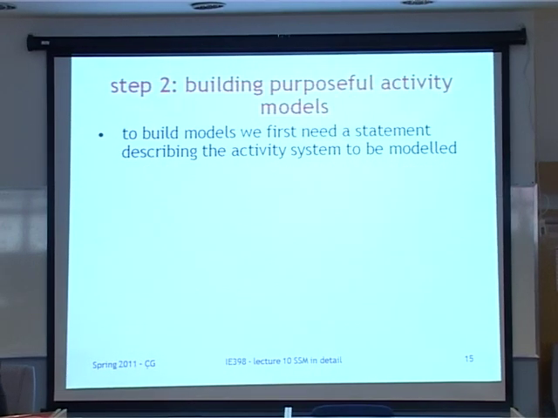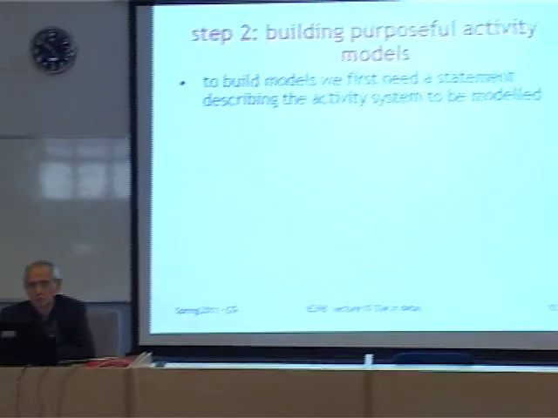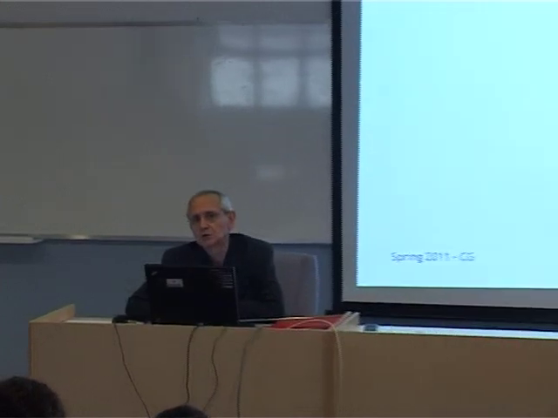To build models, we first need a statement describing the activity system to be modeled. Now, in step number 2, we are going to build purposeful activity models. So there must be an activity that is going to be modeled. What is this activity? How do we identify the activity? So we need a definition, first of all. We need a statement describing the activity system to be modeled. This definition is called a root definition. Such descriptions are known in SSM as root definitions. We shall abbreviate with RD.